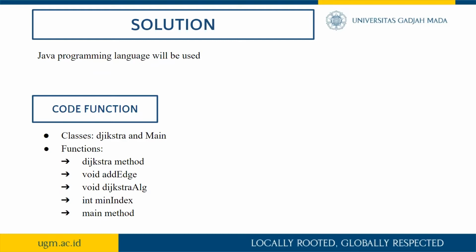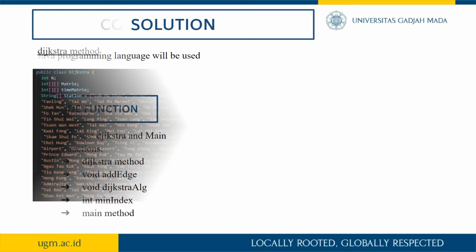For the code functions, there are two classes. The first class is Dijkstra and the other is Main. One is used for the graph representation and Dijkstra's algorithm implementation, while the other is for the testing. Below are some of the functions used for the features, such as the Dijkstra method, void addEdge, void dijkstraAlg, integer minIndex, and the main method.